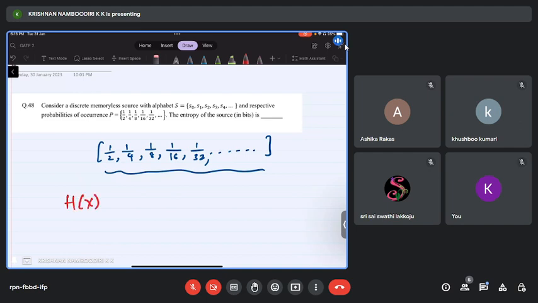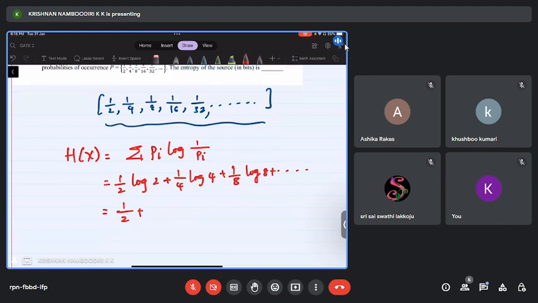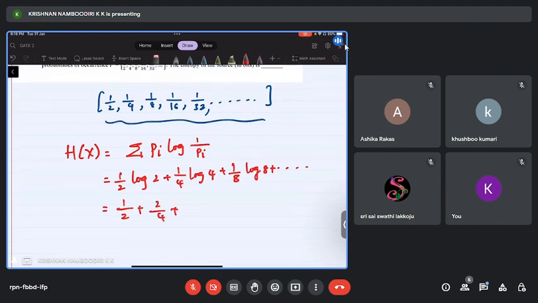H of X, the entropy of the source, equals summation p_i log 1 by p_i. So I can write it as 1 by 2 log 2 plus 1 by 4 log 4 plus 1 by 8 log 8, dot dot dot. So this is equal to 1 by 2, log 2 is 1. Log 4 is what? 2. So 2 by 4. Log 8 to the base 2 is 3, so 3 by 8. So next you will get 4 by 16, 5 by 32. This is a sum. So you need to basically find out this sum.